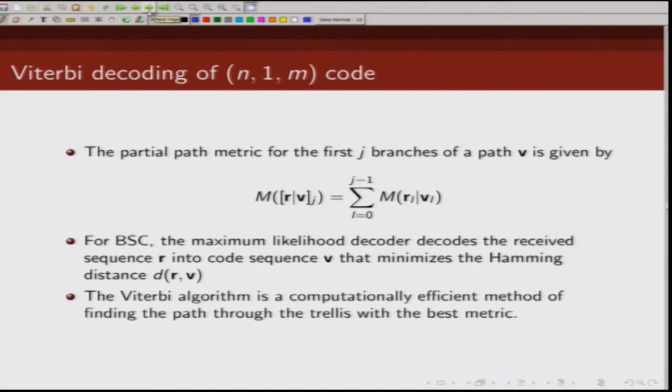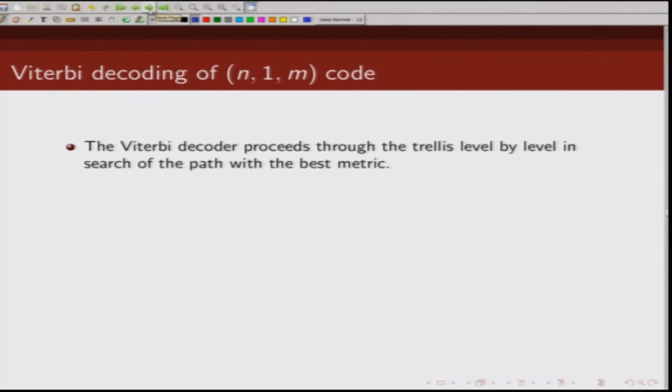And the Viterbi algorithm provides a computationally efficient method of doing that, and it tells us a way to efficiently find a path through this trellis which will maximize the likelihood function. In other words, it will choose a path that maximizes the path metric.